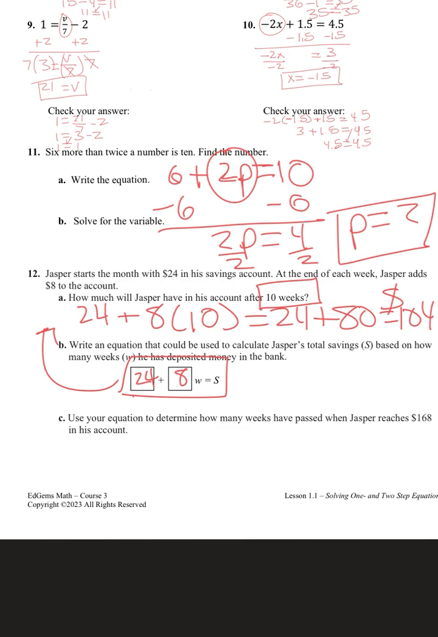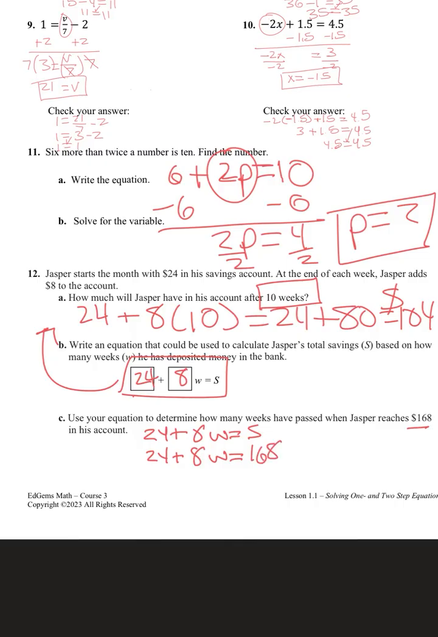Now for part C, it says, use your equation to determine how many weeks have passed when Jasper reaches $168 in his account. So let's start off with our equation. We've got 24 plus 8W equals S. In this problem, they give us the number of dollars he has at the end, so that's the value for S. So we're going to go 24 plus 8W equals 168, and then we're going to solve for W.